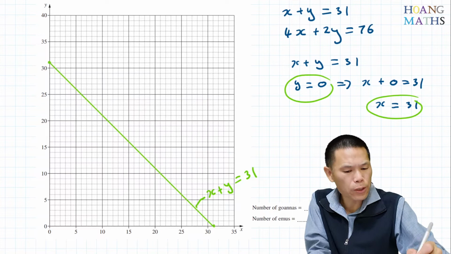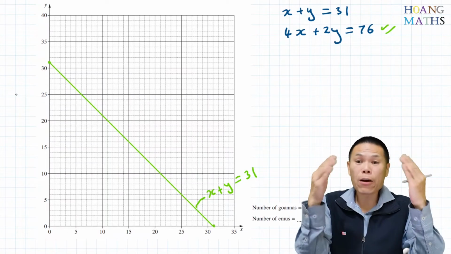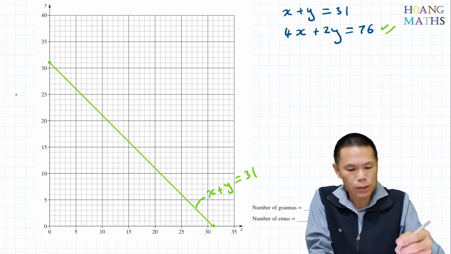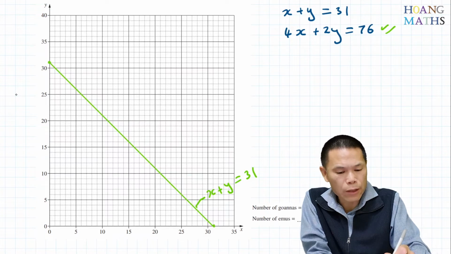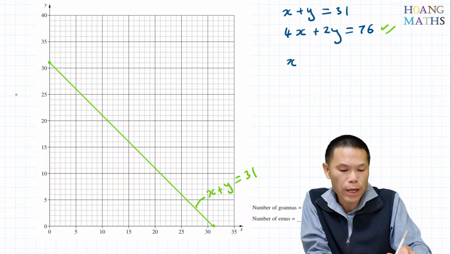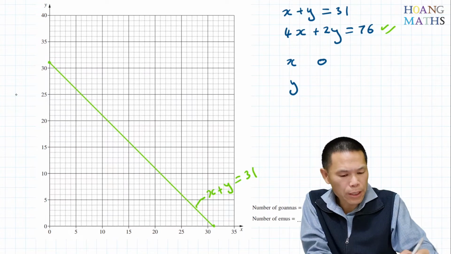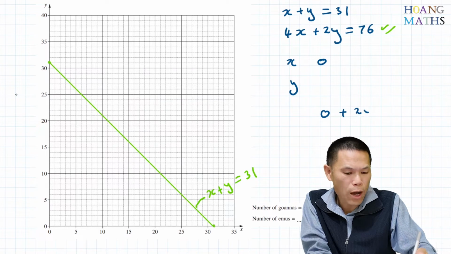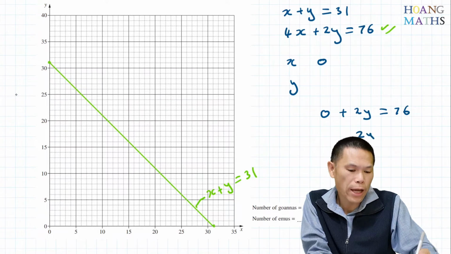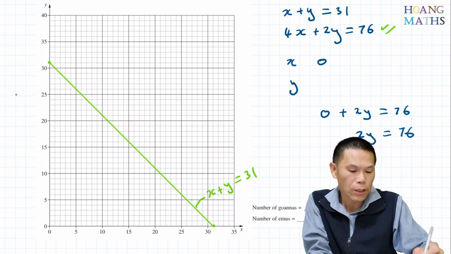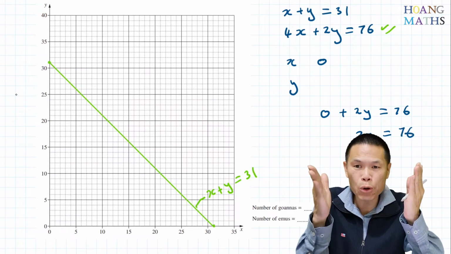Now let's focus on this one here. I'm just going to do the same manner. What I do, I can also draw a table like this, x and y. So when x equals 0, that means 0 times 4 is 0, plus 2y is equal to 76. So this means that 2y is equal to 76. Now I divide by 2 on both sides.